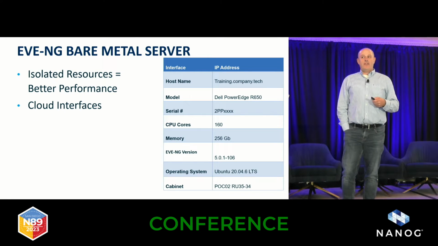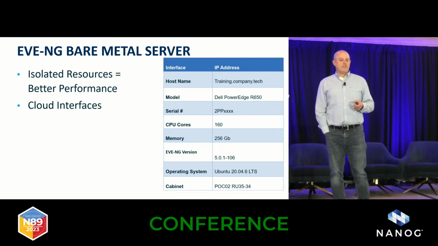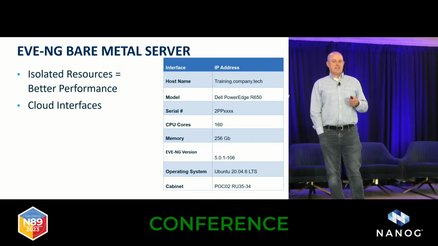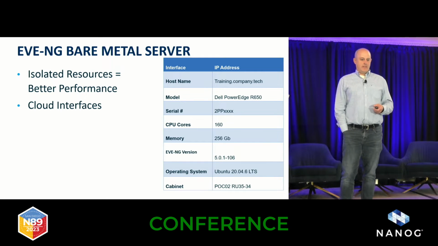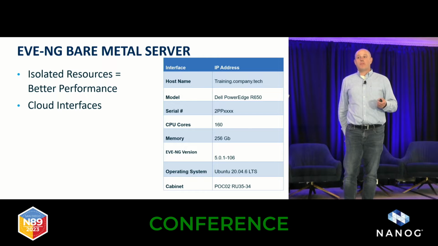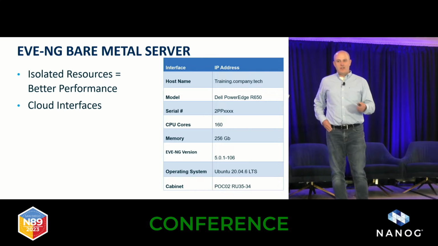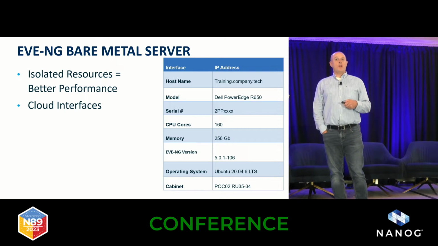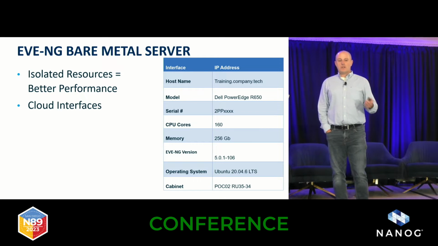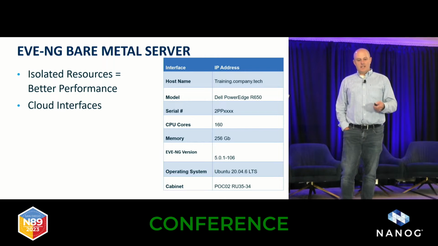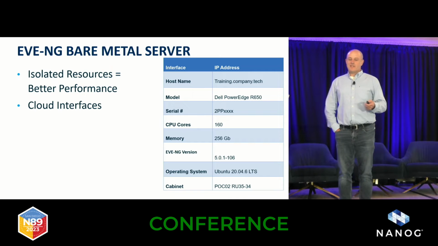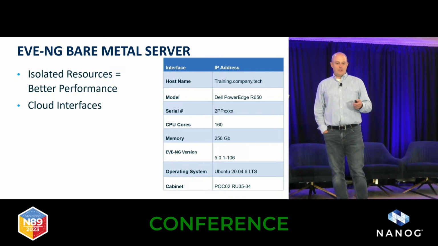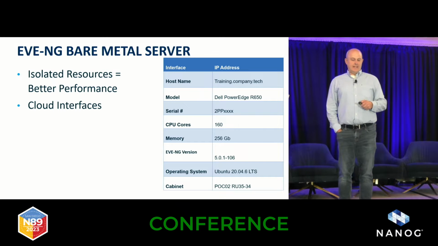The solution I've had the most success with is the bare metal server. The reason for that is because it's isolated resources, and for the labs that I've been working with, I've been able to achieve better performance with that. Here you can see in this example, in the production-facing instance of this that I use for customer initiatives, it's a Dell PowerEdge. It's got 160 CPU cores and 256 gig of memory.